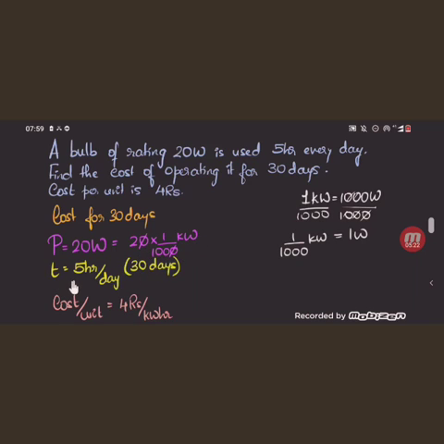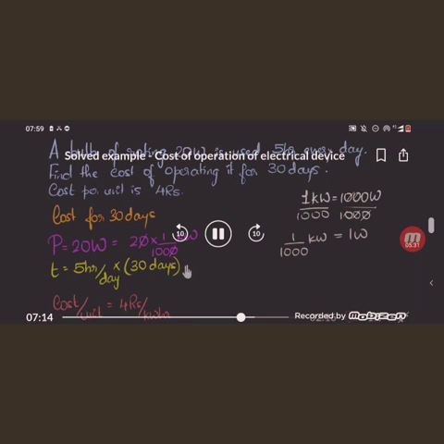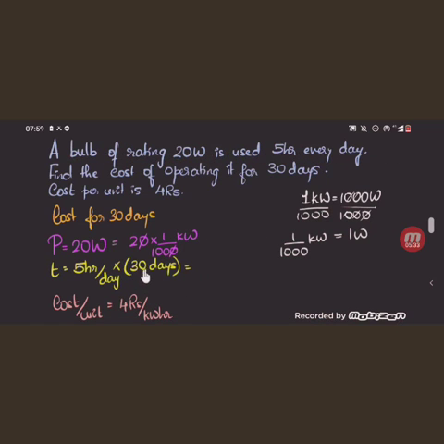And what's the time? Time is 5 hours per day, but we are using it for 30 days. So what is the total time? Well, we'll multiply them. That's going to be 30 times 5. We use it for 150 hours in total. Alright? 30 times 5 is 150. So now we have what we want. We have the power in kilowatt, and we also have the time in hours. We can go ahead now and calculate how many kilowatt hour is being used.